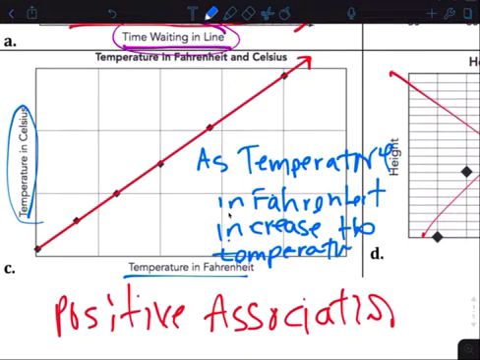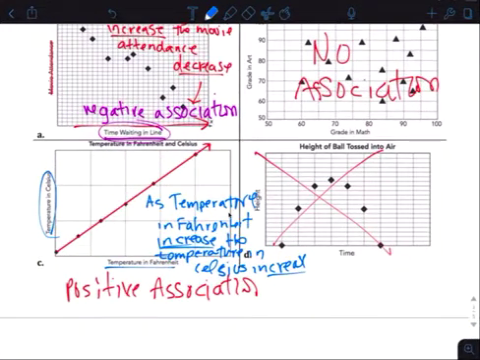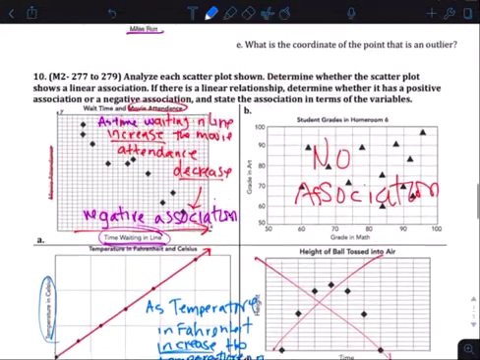Temperature in Celsius increase. So if you have two that increase, it's positive. One increasing, the other decreasing, it's negative.